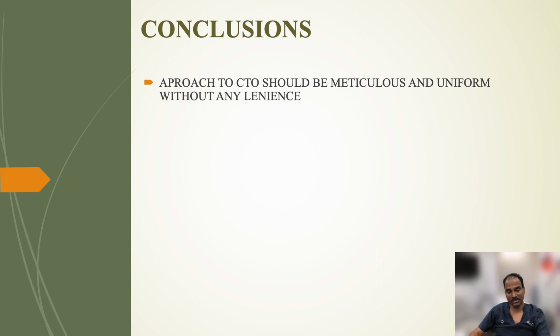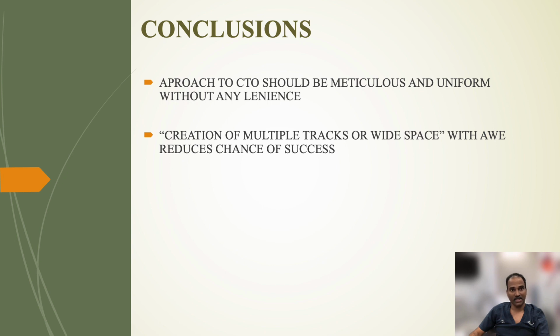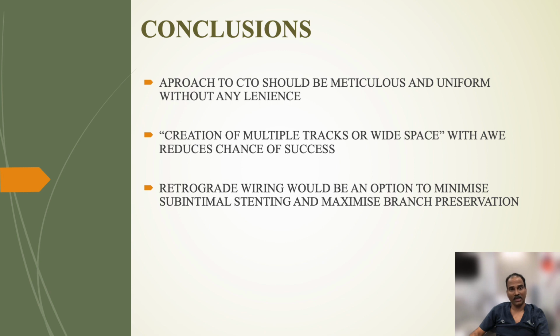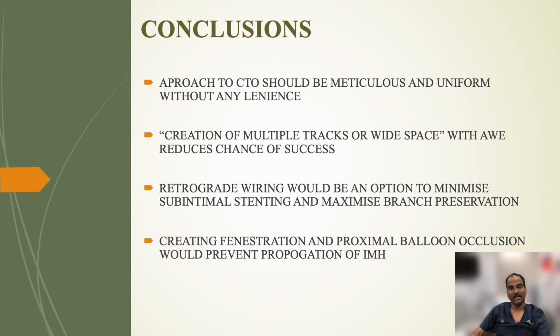To conclude this case, the approach to CTO should be meticulous and uniform, without any lenience from the first step onwards. Creation of multiple tracks or a wide space in antegrade wiring will reduce chances of antegrade success. And retrograde wiring would be an option to minimize subintimal stenting and maximize branch preservation in patients where huge IMH is created by antegrade wiring. Creating fenestration and proximal balloon occlusion would prevent propagation of IMH and also preserve branch flow better.